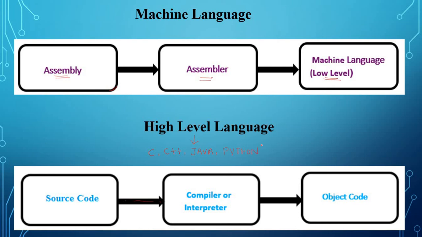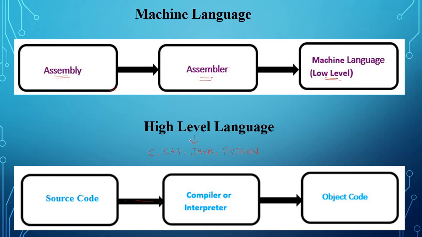Let's see the difference between high level and low level. High level language is a programmer friendly language, whereas low level language is a machine friendly language. Then high level language is less memory efficient, whereas low level language is highly memory efficient. High level language is easy to understand, low level language is tough to understand. High level language is simple to debug, whereas low level language is comparatively complex to debug.